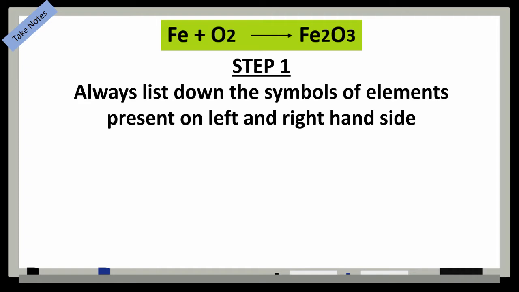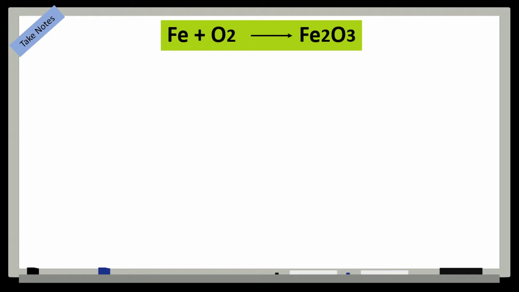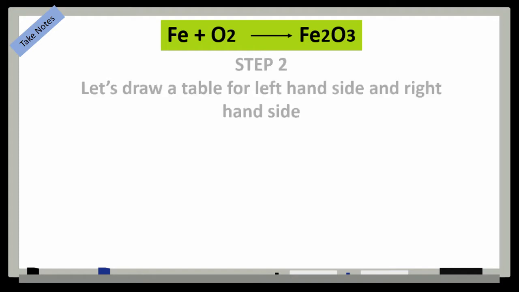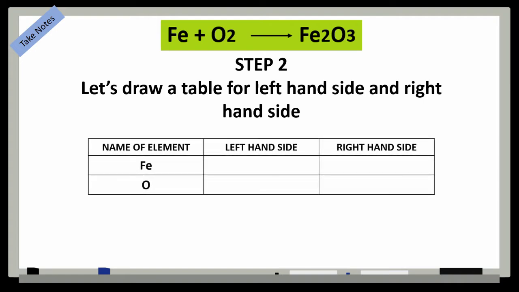The first step that we always take is to list the symbols of the elements. All I see over here is Fe, which is iron, and oxygen. We only have 2 elements in this equation, and these are the elements we will be balancing in today's class. For the next step, I will take a table and draw the LHS and RHS, the reactant and product side. Over here, this is the table, left hand side, right hand side.